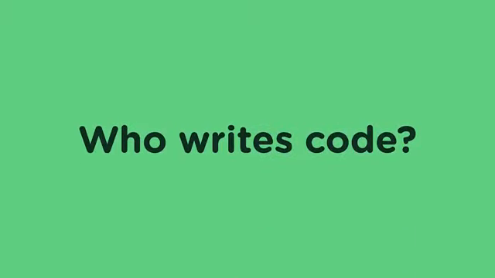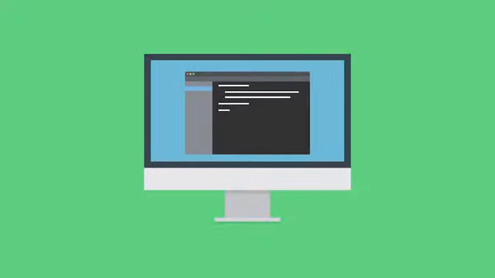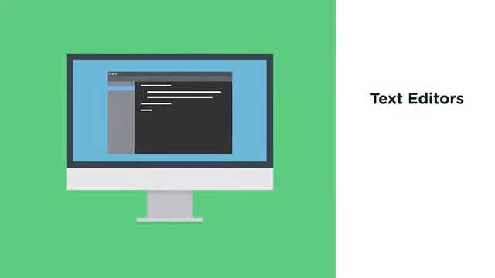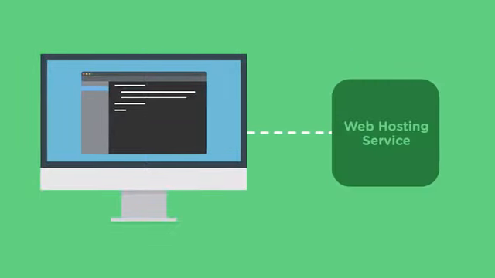So, who writes code, and how do they do it? The people that write code go by many names. Sometimes they're called programmers or developers or coders, and they usually write code on a computer using special apps. Sometimes these apps are called text editors or IDEs, which means Integrated Development Environment. If the code is a simple website, usually it can just be uploaded straight from their computer to a web hosting service, and it'll work fine.